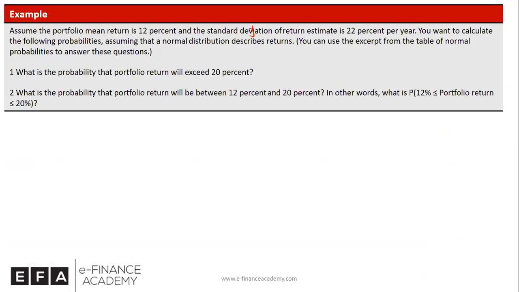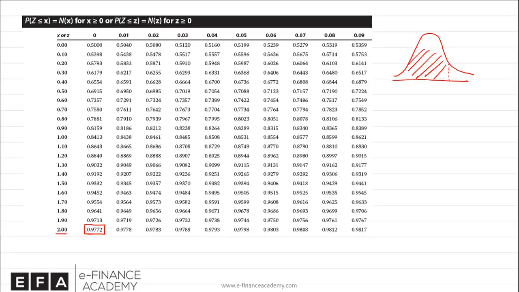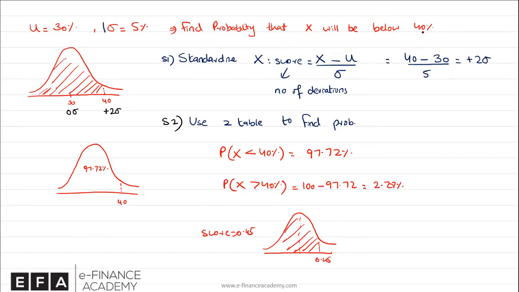We can now move to an example, and let's look at this example. So assume the portfolio mean return is 12% and the standard deviation of return estimate is 22% per year. You want to calculate the following probabilities. Assuming that a normal distribution describes returns, you can use the excerpt from the table of the normal probabilities to answer these questions. What is the probability that portfolio return will exceed 20%, meaning will be above 20%? So it's not like the previous question where we looked at what is the probability that X will be below 40%. But the steps should be the same.